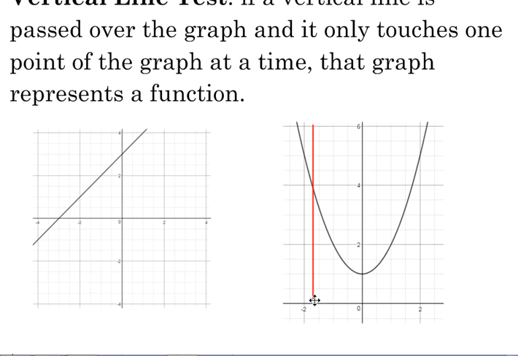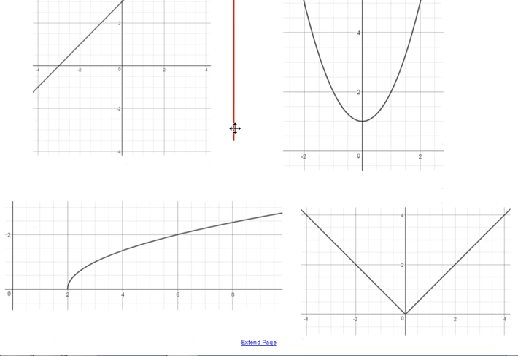Okay, how about the quadratic? Let's look at this one. Okay, everywhere that I move this, it's only touching it at one point at a time, so the quadratic is a function. Here's our radical or our square root.